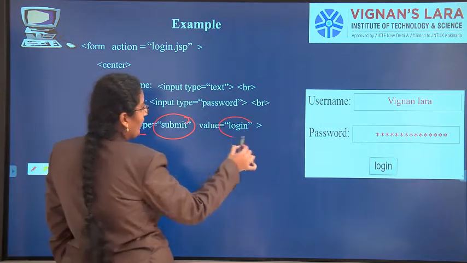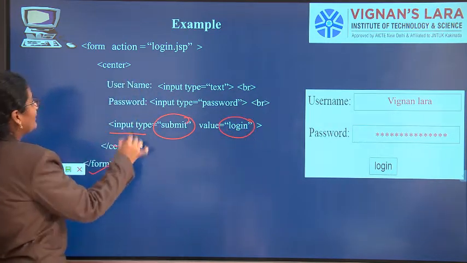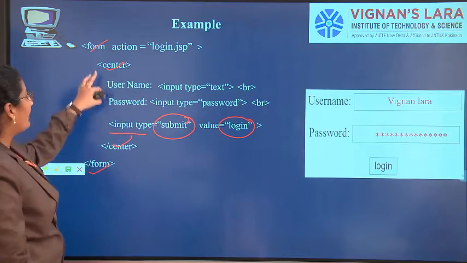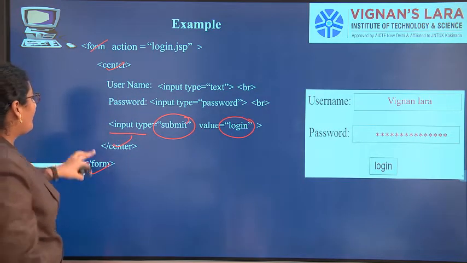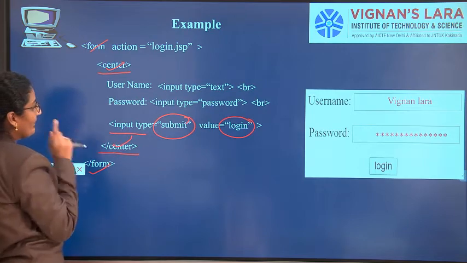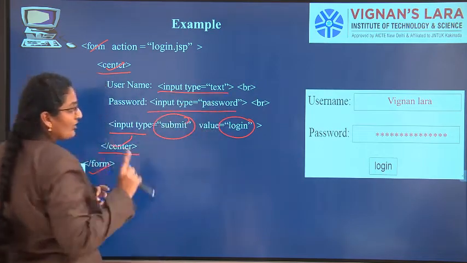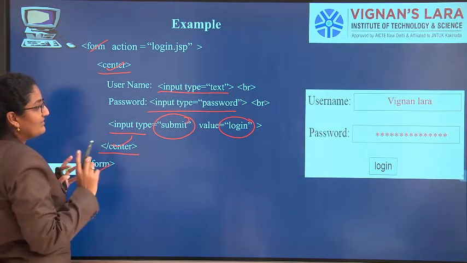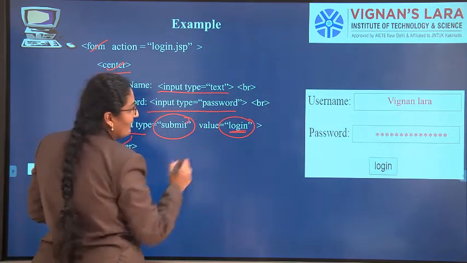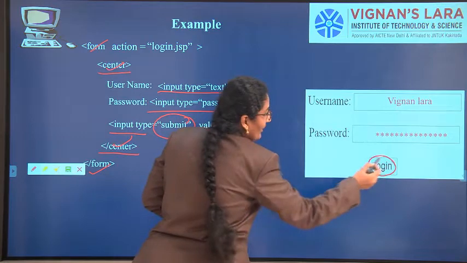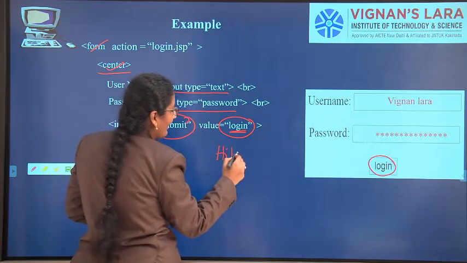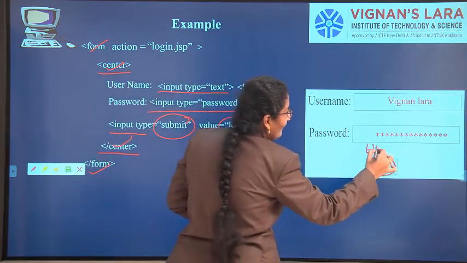The value will be login. Rest of the tags, everything you know. See here what it will do. Form open, form close. It should be in the center, that's why we are using the center tag. This input type text and input type password you already know from previous classes. The only thing is, near value I have given login, so it displayed login. If I give hit me here, it will display hit me.